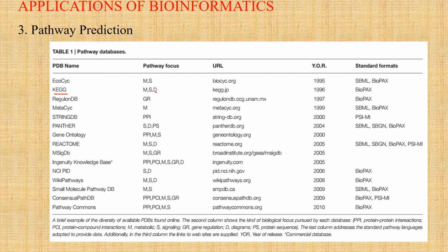We have another one, the Gene Ontology, which focuses on protein-protein interactions, metabolic pathways and signaling pathways. We have Reactome, which focuses on metabolic pathways, signaling, and also gives diagrams. There are many such pathway prediction tools. So those are the applications of bioinformatics.